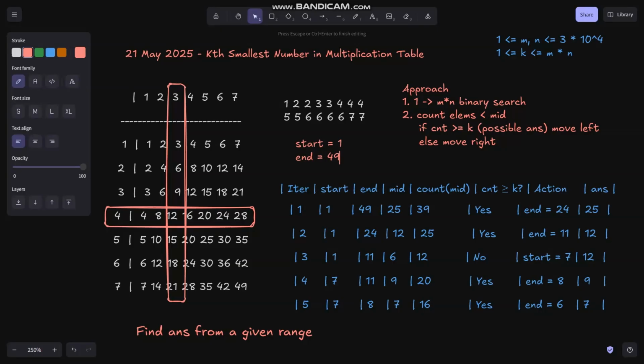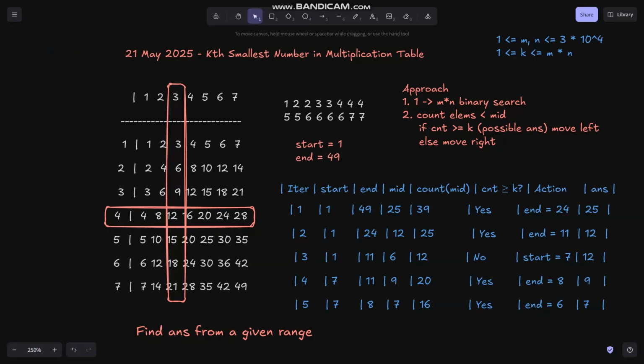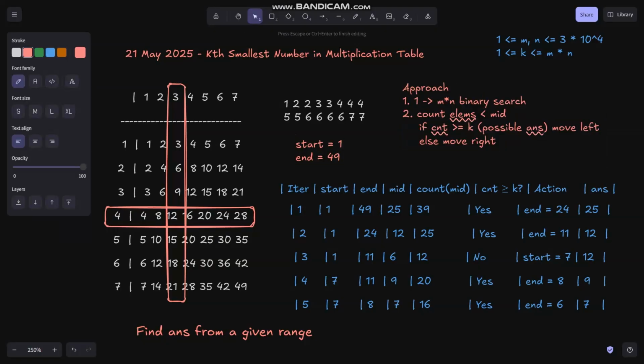Now we are left with the linear approach. What do we do linearly now? Suppose we found the mid value here, 25, right? What do we do with this 25? The approach is to count the number of elements that are less than mid in our multiplication table. Now we have to find this linearly. We cannot store the entire table, and we cannot traverse the entire table to determine the count of elements that are less than mid. So how do we solve this?